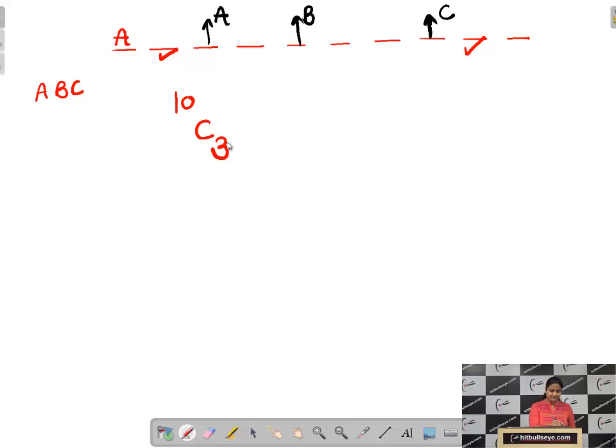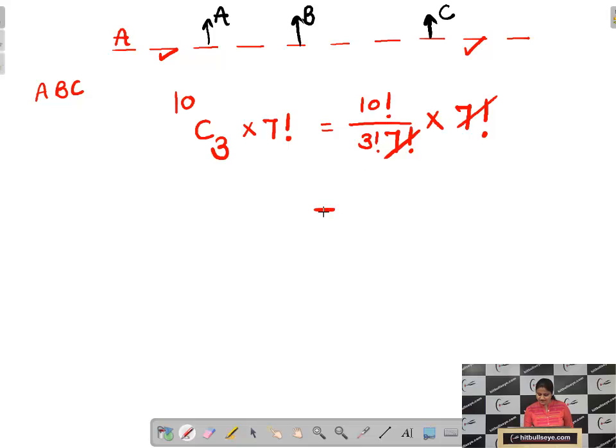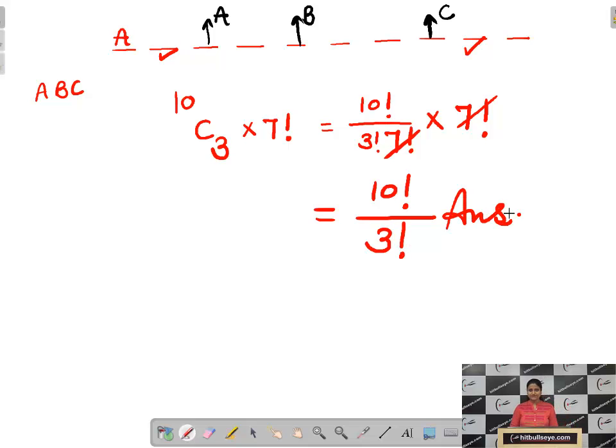And the remaining 7 persons, they can be seated in any way. That's why what is the answer? It will be 10C3 into 7 factorial. What is 10C3? This is 10 factorial divided by 3 factorial, 7 factorial into 7 factorial. So we are left with 10 factorial divided by 3 factorial, and this is the answer in this case. I hope the idea is clear now.